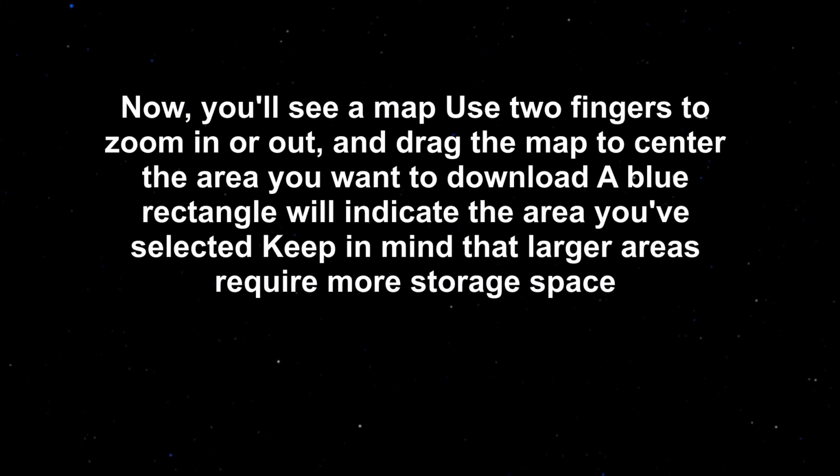Now, you'll see a map. Use 2 fingers to zoom in or out, and drag the map to center the area you want to download. A blue rectangle will indicate the area you've selected. Keep in mind that larger areas require more storage space.